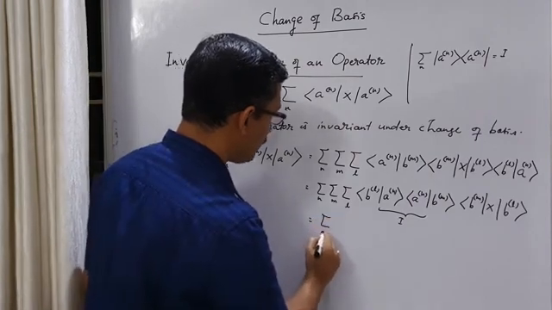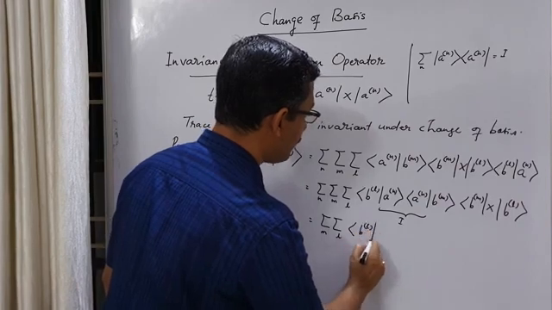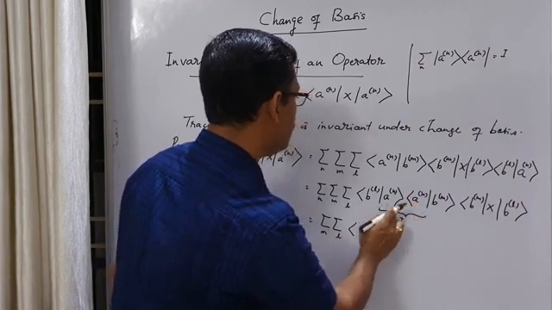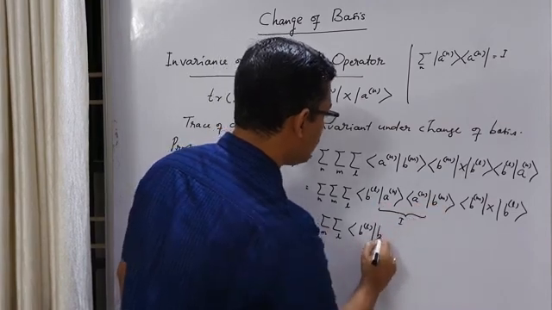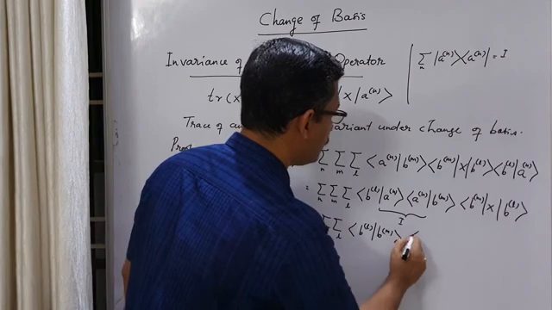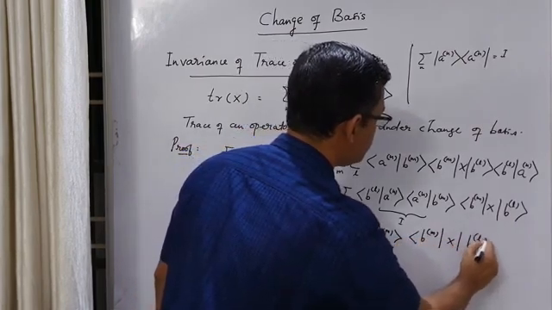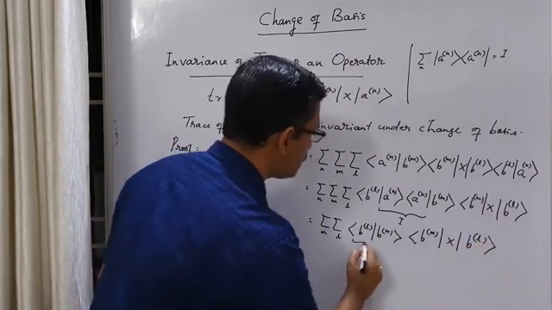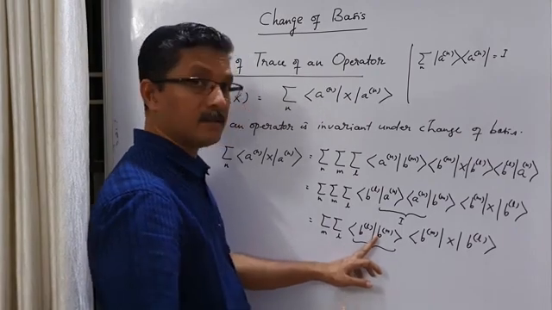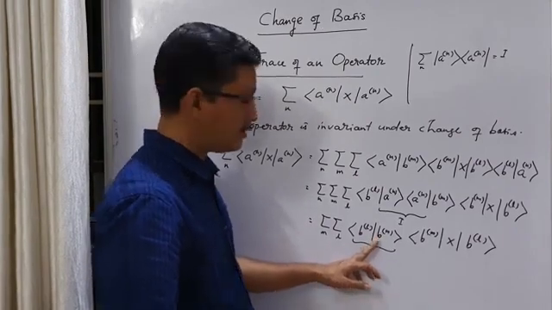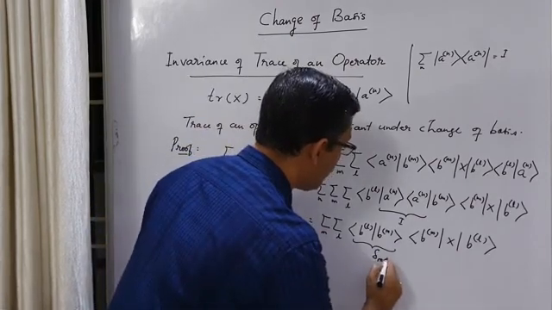So we have sum over m, sum over L, and then bra vector BL. If this is identity, then these two have gone. Then you have ket BM here, then BM X BL. But what is this? This is the inner product between two ket vectors in the new basis, and they are orthonormal to each other, so this must be delta ML.